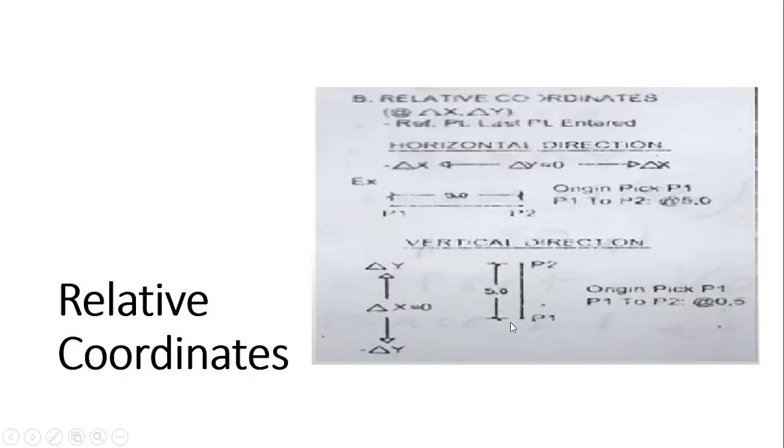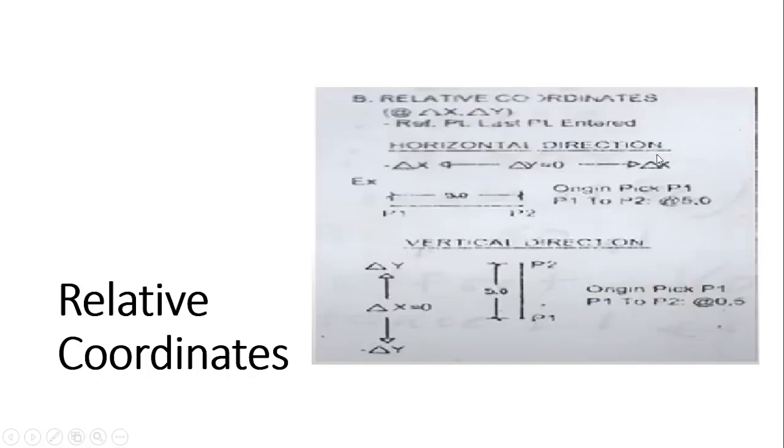If we declare a line starting from this point upward, the value of our change in y should be positive. Now, if we draw a line from point 2 down to point 1, drawing downward, we should declare a negative value of y. So it must be point 2 to point 1, at 0, comma, negative 5.